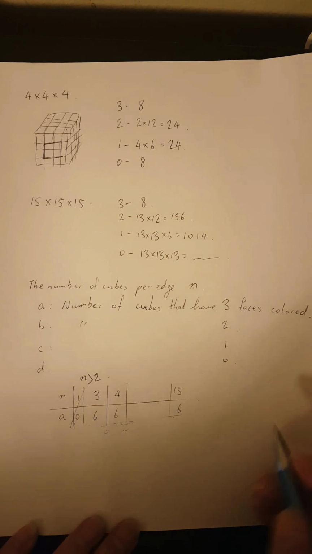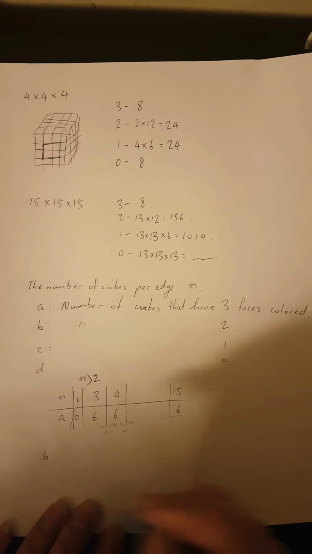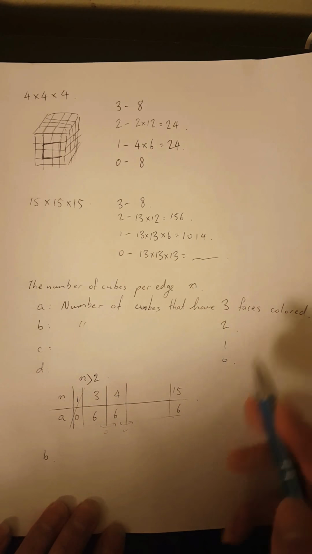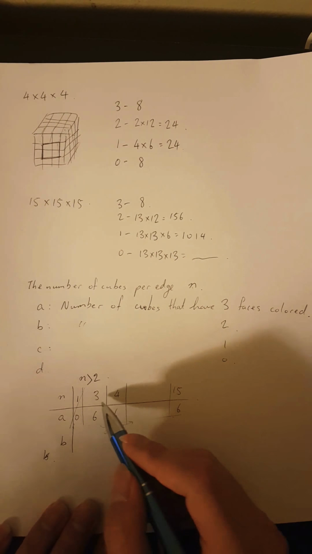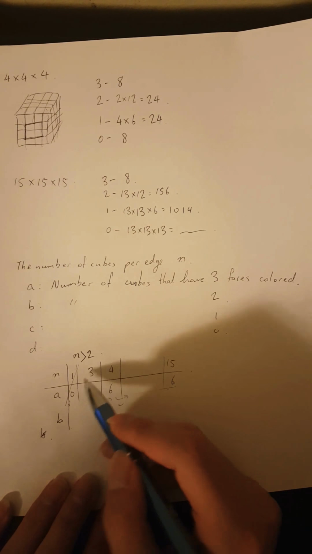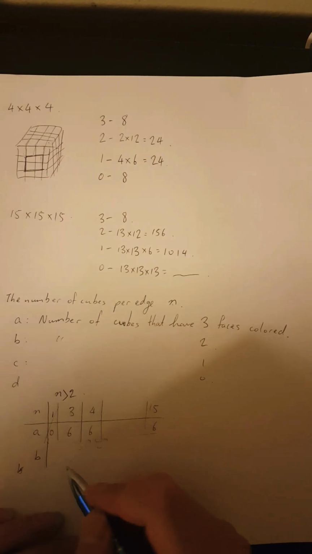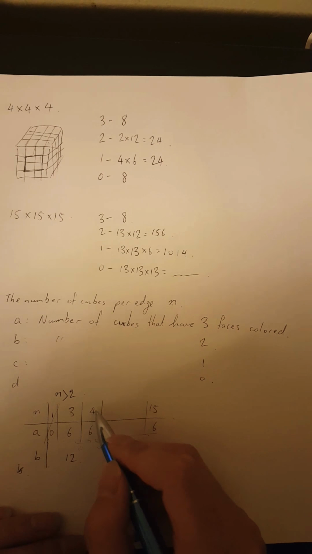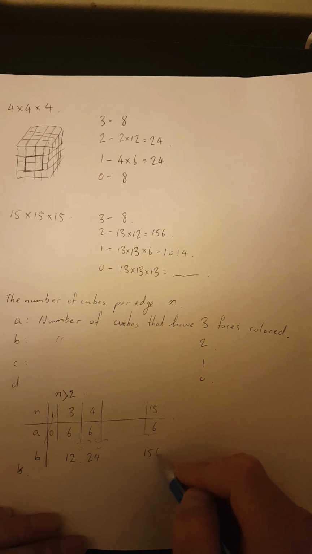All right, let's look at B. For B, it's the number of cubes that have 2 faces colored. When n is 3, B was 12. And then for 4, it was 24. And then for 15, it was 156, whatever this was.